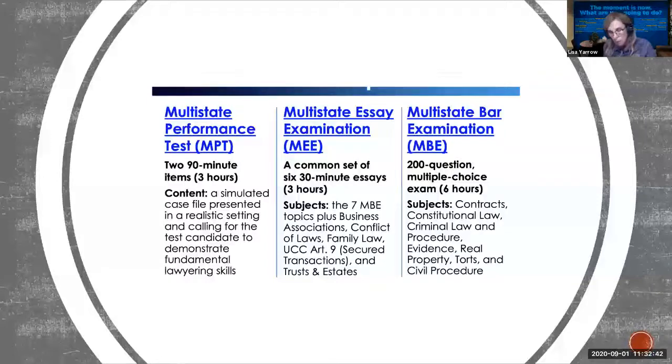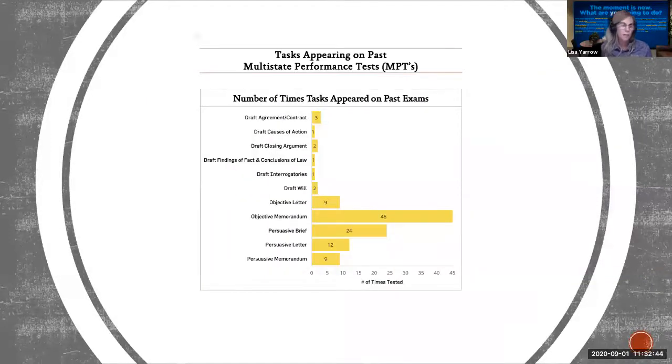The multi-state performance test gives you a variety of different lawyering tasks. As you can see on this screen here, the most prominent or favorite of the examiners is the objective memo, which is what you guys are going to do for practice in this class. Since 2009, when the MPT was introduced into the bar exam, over 46, and I think that's probably 47, this is dated, of the last MPTs have been an objective memo.